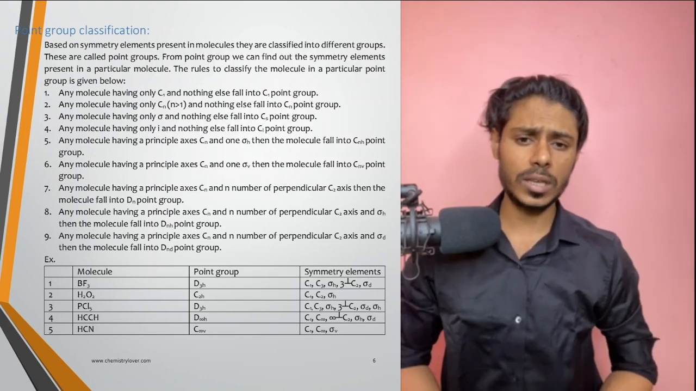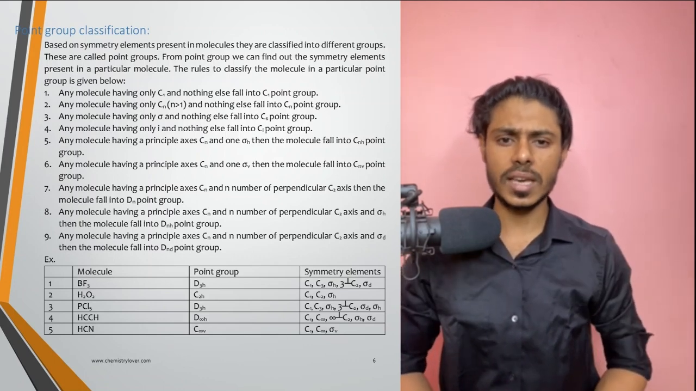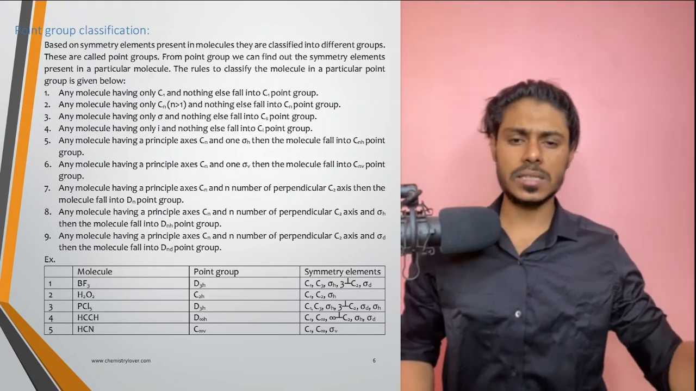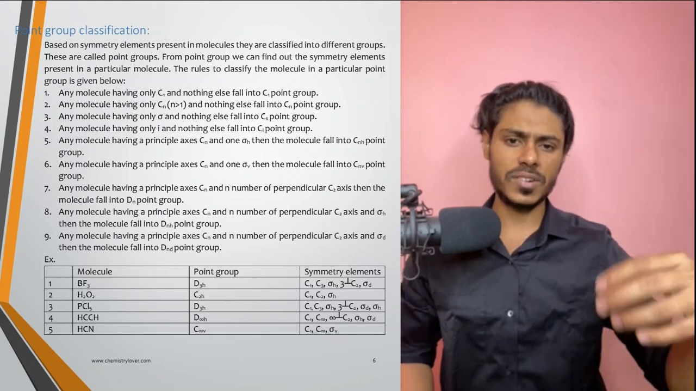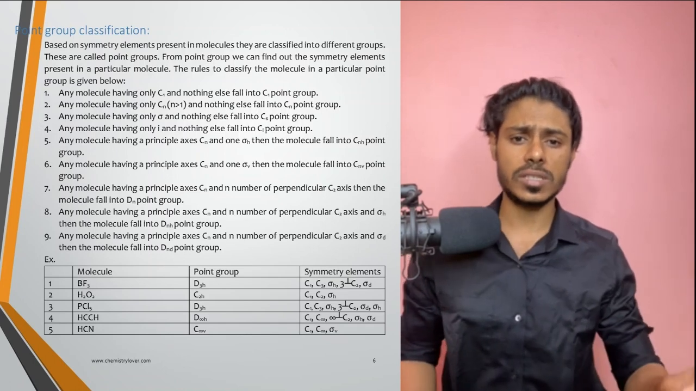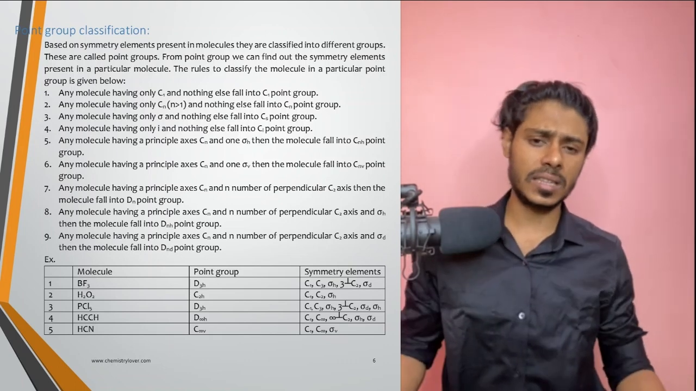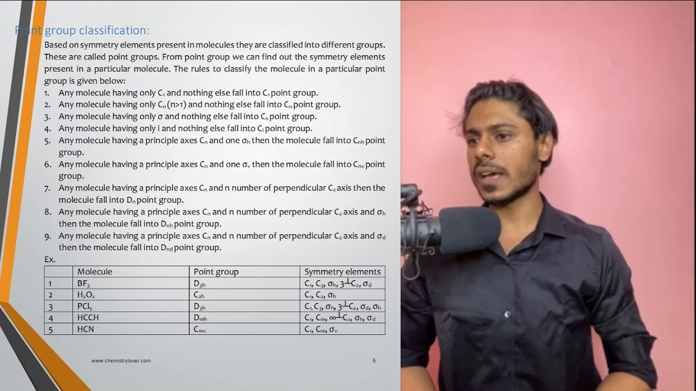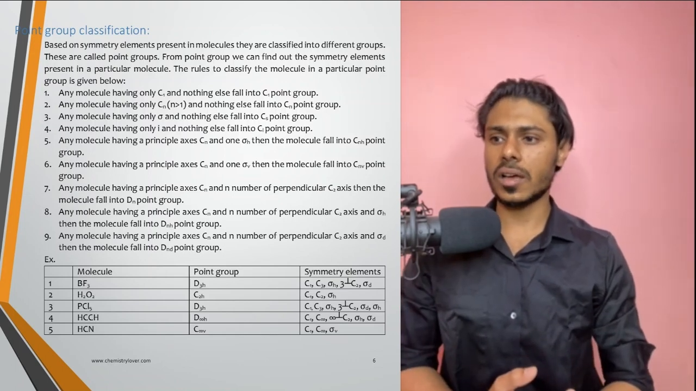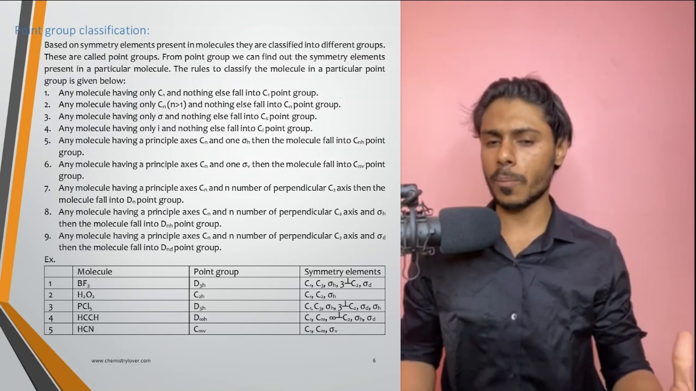First of all, if a molecule has only a C1 axis and nothing else, that is, the molecule is devoid of any symmetry, then it will fall into the category of C1 point group. Now if it has a symmetry axis Cn where n is greater than 1 and nothing else, then it will fall into the point group category of Cn. If it has only a sigma plane and nothing else, then it will be Cs. If it has only a point of inversion and nothing else, it will be Ci. So these are some absurd point groups and some very rare point groups.